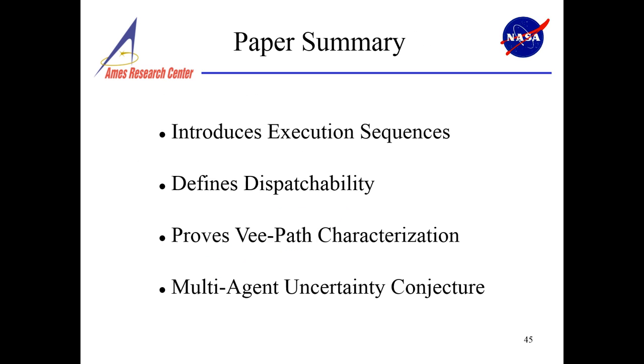In this talk, I've deviated a little bit from what is actually in the paper. This is a summary of what is in the paper. The paper introduces this formalism of execution sequences. It defines dispatchability. It proves this characterization of dispatchability in terms of Vee-paths, and then it presents that multi-agent uncertainty conjecture in a little more detail. That ends the talk. Thank you.